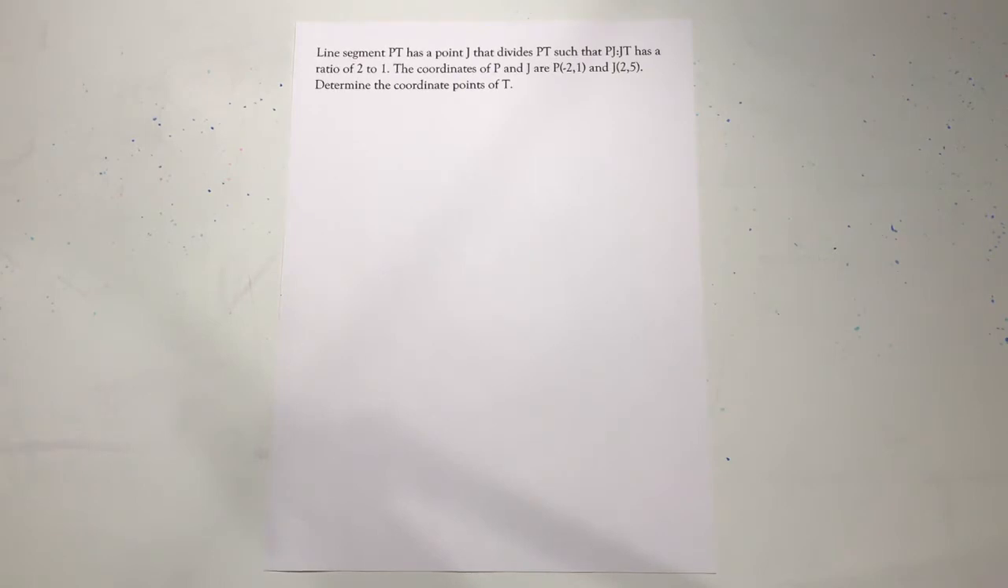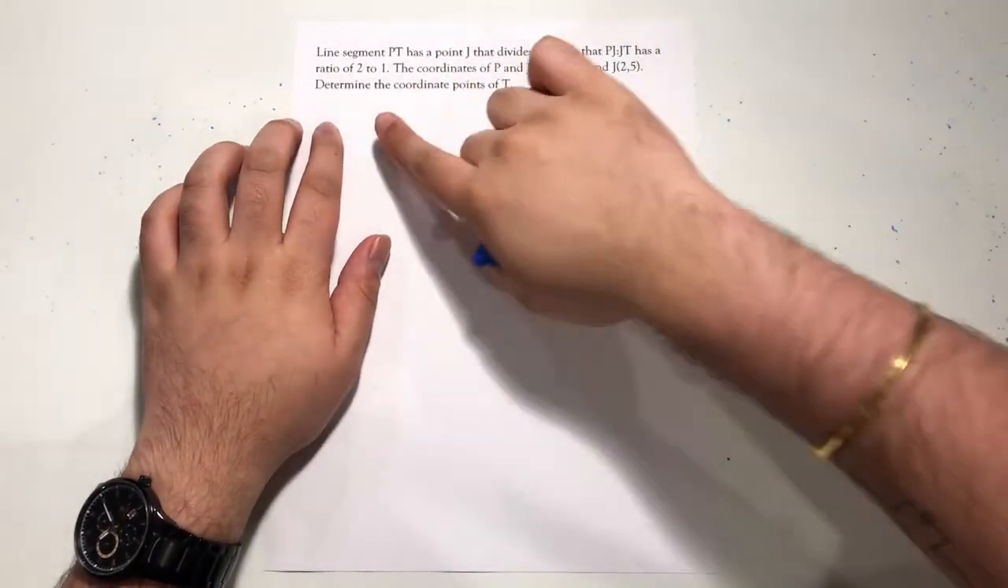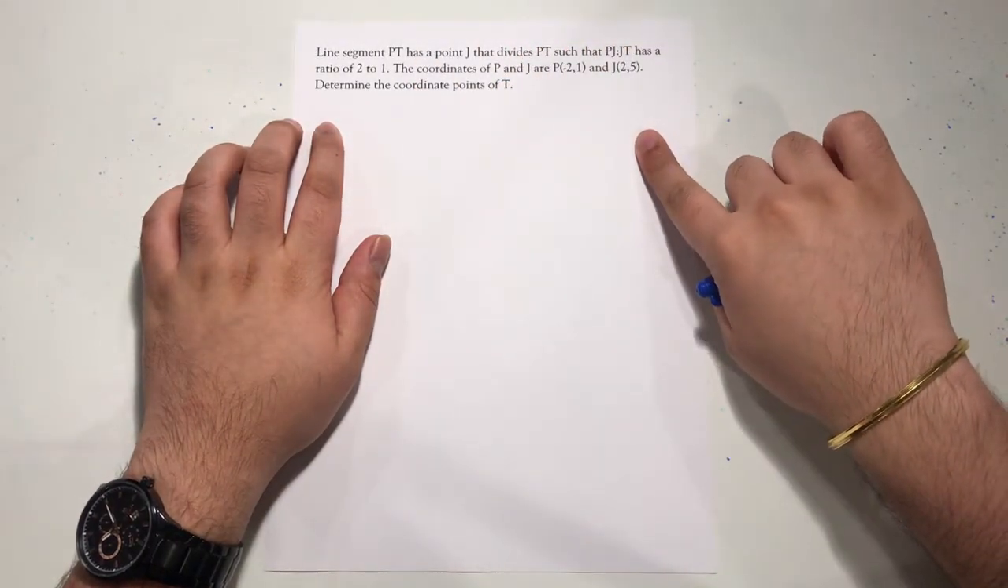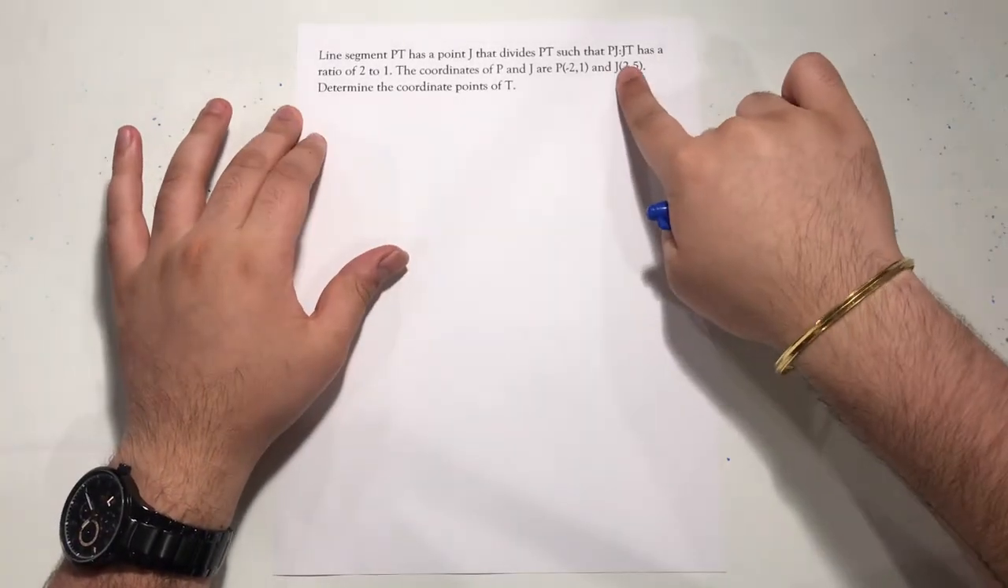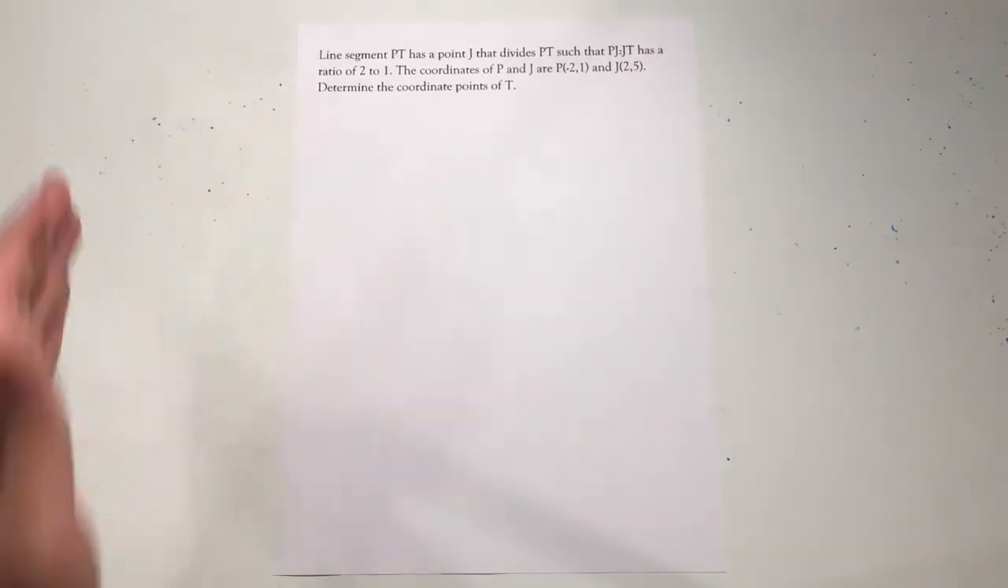As mentioned before, the trick to solving some of these is realizing that even though they might be stating the problem in a few different ways, it's basically the same formula that you're using. You just got to understand how to draw the picture and find what you're looking for. So what I suggest doing is pause the video and try it out for yourself. Okay, so here we have line segment PT has a point J that divides PT such that PJ to JT has a ratio of 2 to 1.